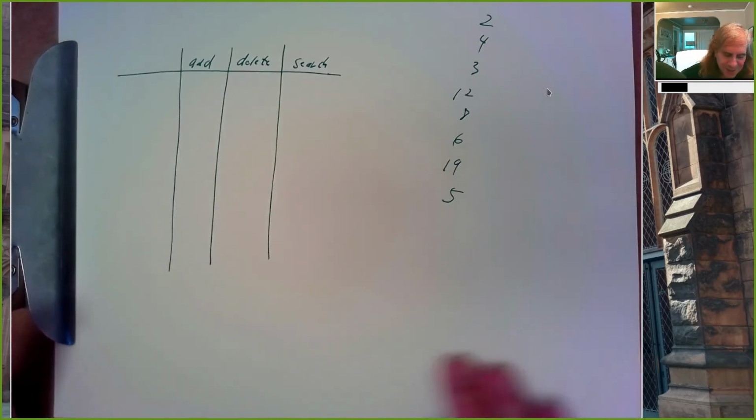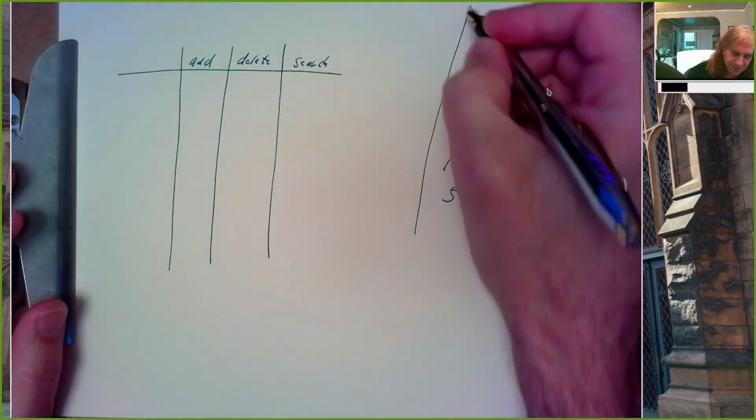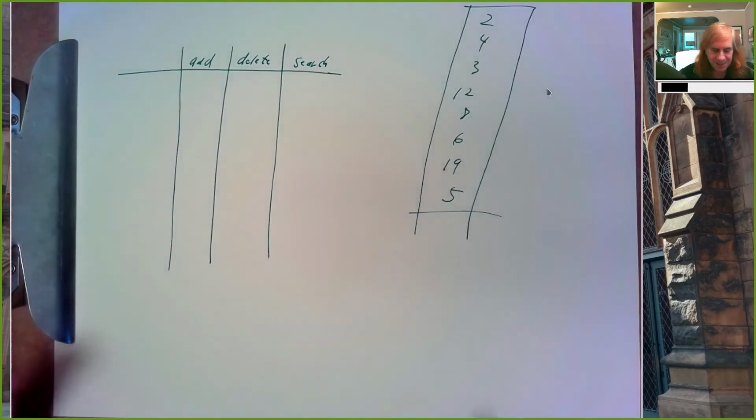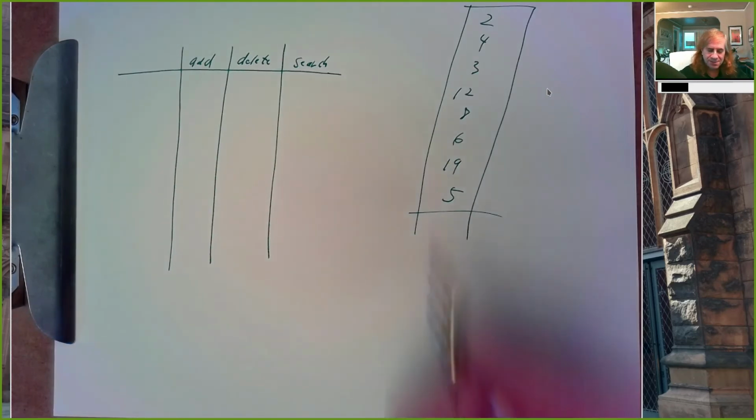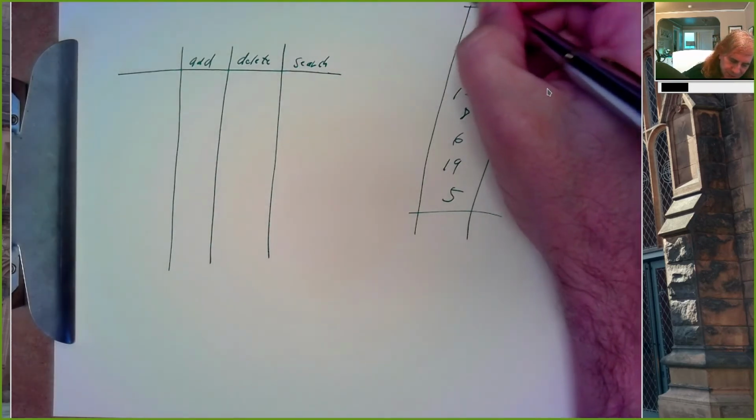Anyway, so let's take an array of numbers, and let's say we want to add another number to this array. What's the easiest way to add another element to this array? This is just some integer data.